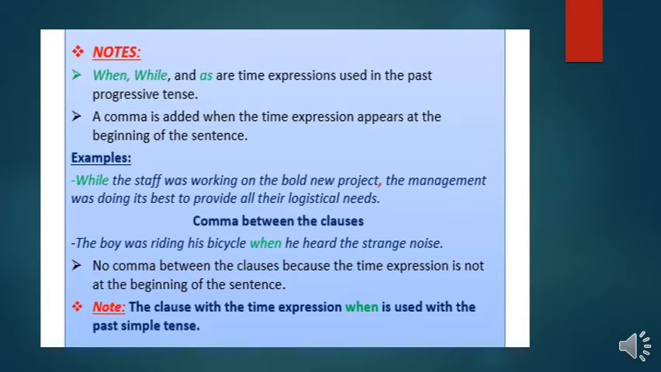Comma between the clauses. The boy was riding his bicycle when he heard the strange noise. In the second sentence, we didn't add a comma because the time expression is not at the beginning of the sentence. No comma between the clauses because the time expression is not at the beginning of the sentence. Note that the clause with the time expression when is used with the past simple tenses.